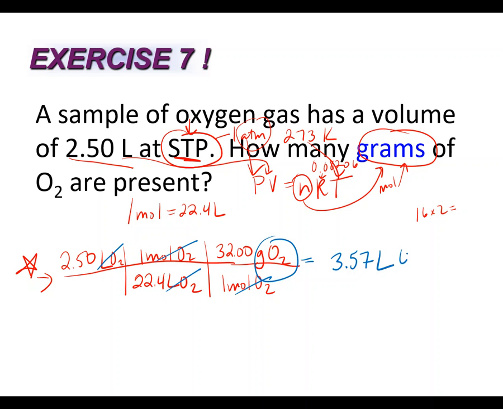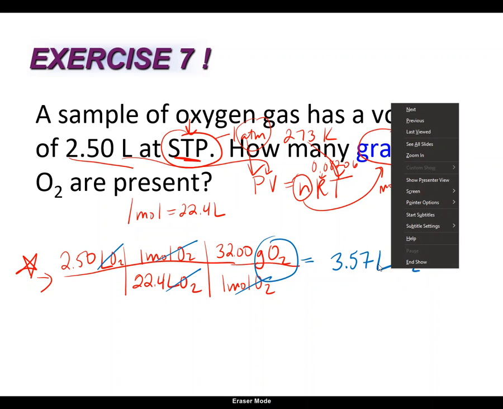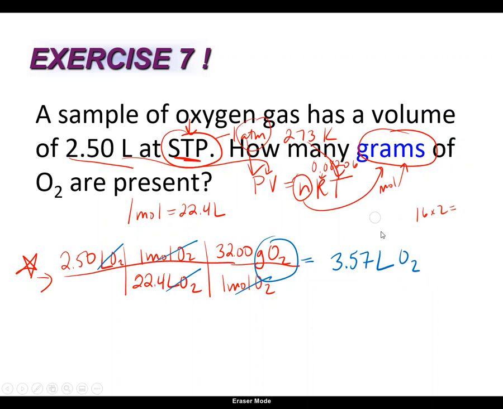3.57 grams, not liters, grams, that's what I wanted. I just said we wanted grams. Why did I write down liters? That's weird. All right, grams of O2. So part of gas law manipulation is being able to recognize and utilize the quickest method possible to getting the problem done.